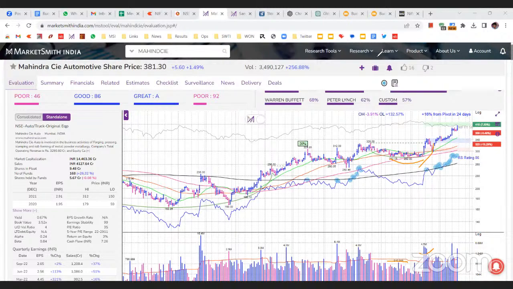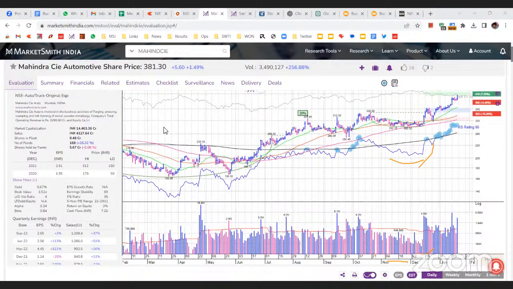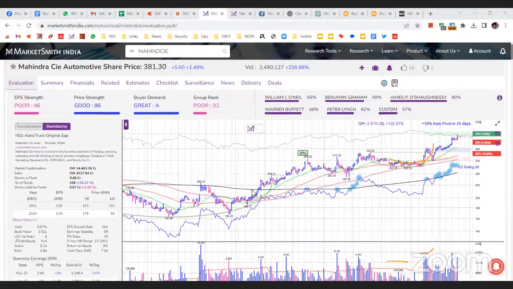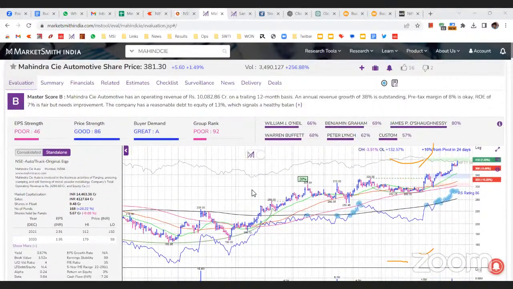But if you look at the EPS strength, it is slightly lower. It is 46 because for the December 2021 quarter, the company reported a negative growth rate in terms of EPS. That is weighing down the EPS rating. However, recently EPS profits have surged sharply, and the sales have also increased sharply. If the company comes up with a good set of numbers for the December quarter, definitely the EPS rating will improve.